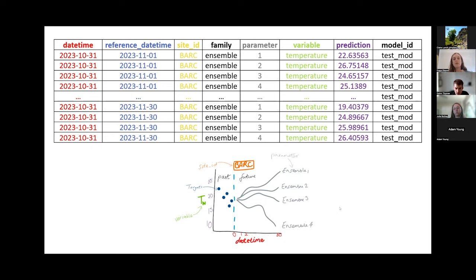The variable that you're making a prediction of, in this case is temperature, what the value of the prediction is for that particular time step, and the model ID for your team or your individual. So in order to make comparisons among models, we need to be able to differentiate them, and this is the model ID column to help us do that.